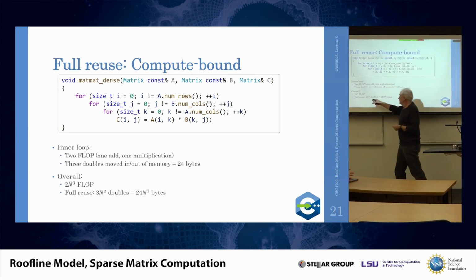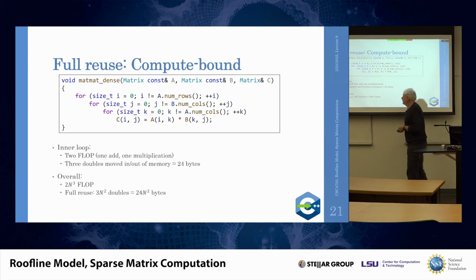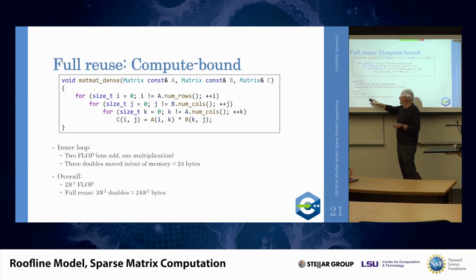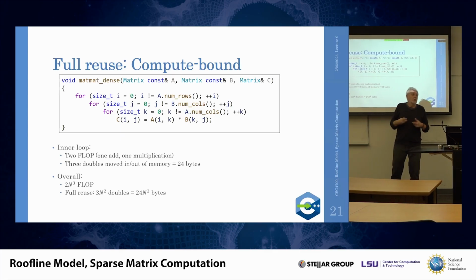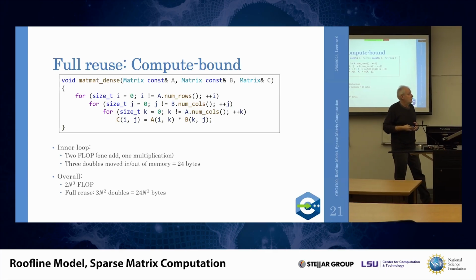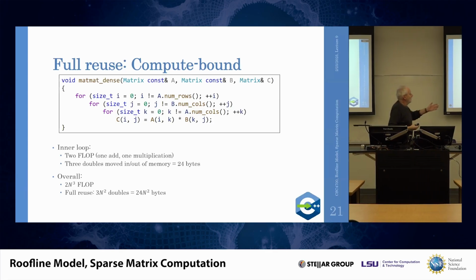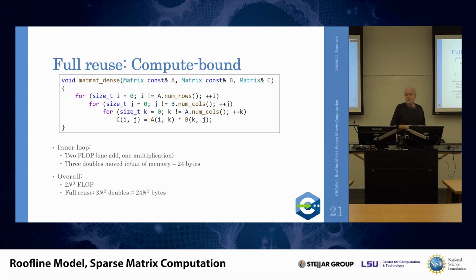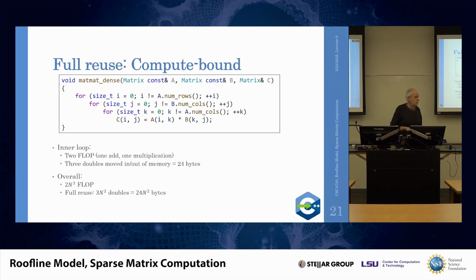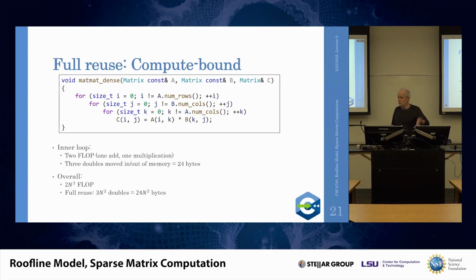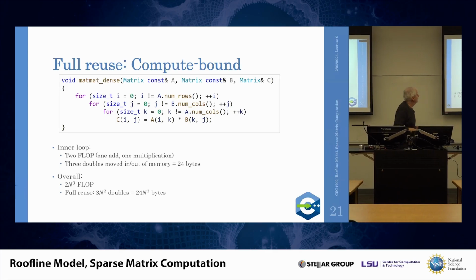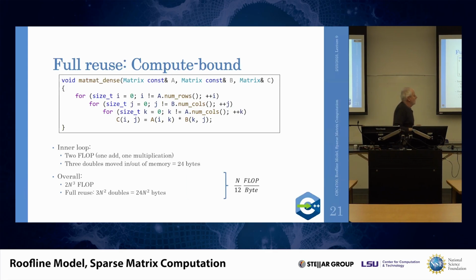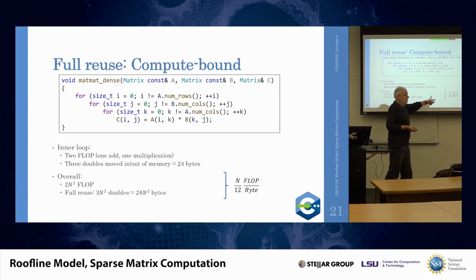The amount of operations is still 2 times n cubed, but since we now don't have to load that data on each iteration, we have to load it only once. We have only 24 n squared bytes to load, much less. We load it once, and then we do the whole operation without additional load operations. That means we have a numerical intensity of n over 12.